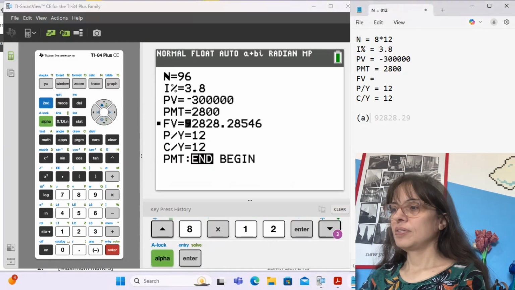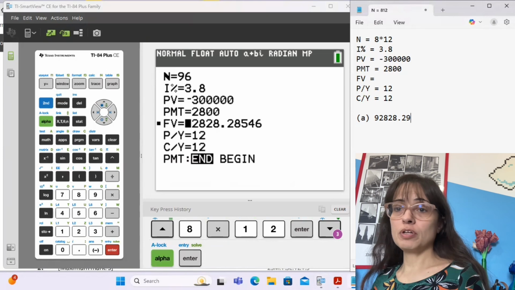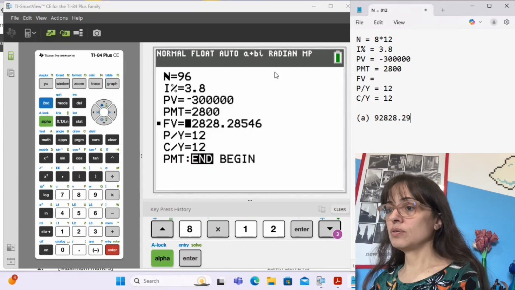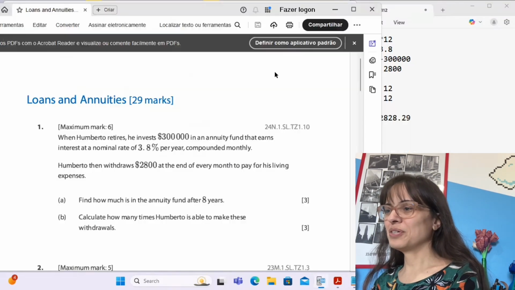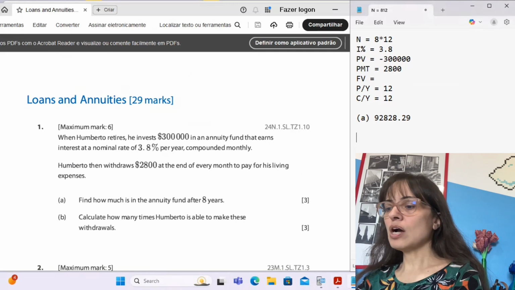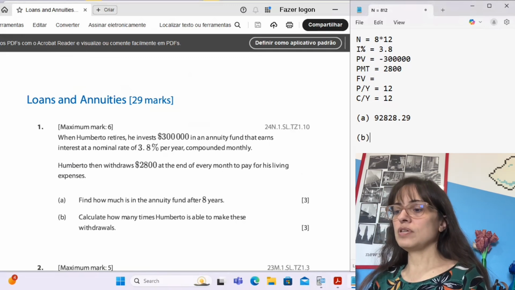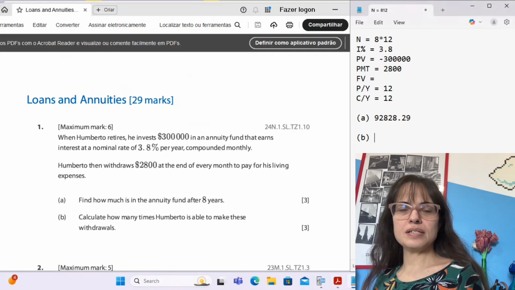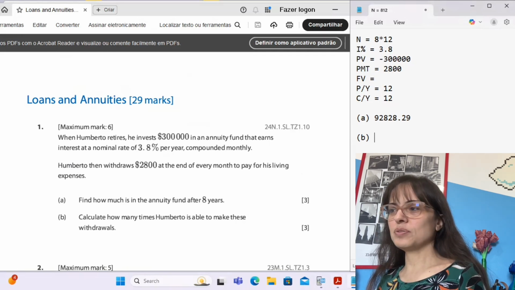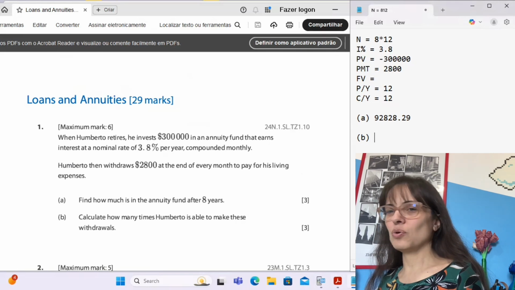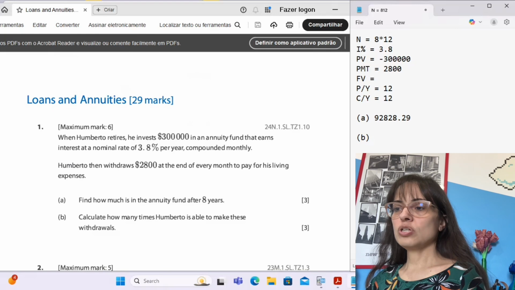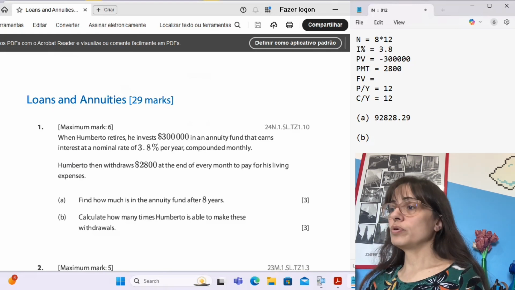Let me write down. Now, as usual for money problems, we are writing down our answers to 2 decimal places, okay? That's the cents on the currency. That's the way people usually talk about currency. And part B is calculate how many times he is able to make these withdrawals, because you see, his money is getting eaten up quite fast. He started with 300,000 and now he only has less than 100,000, and it's only been 8 years.